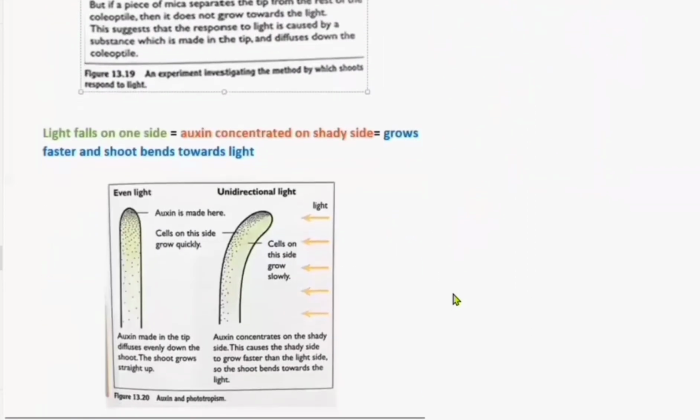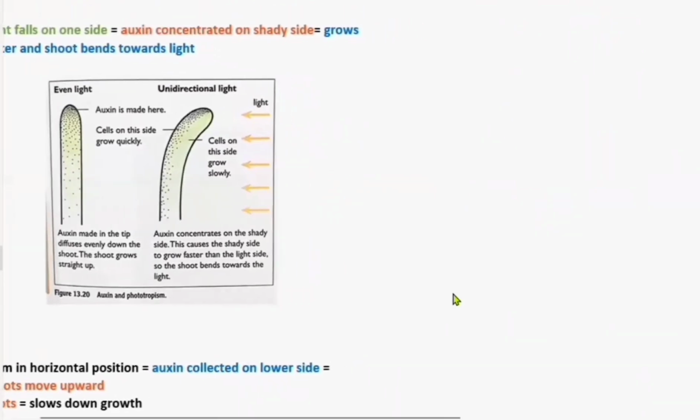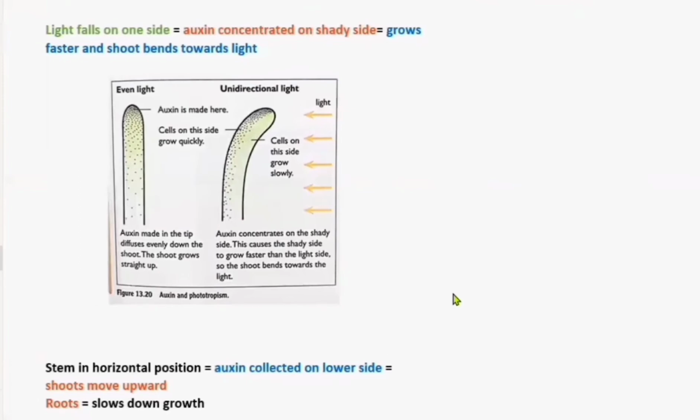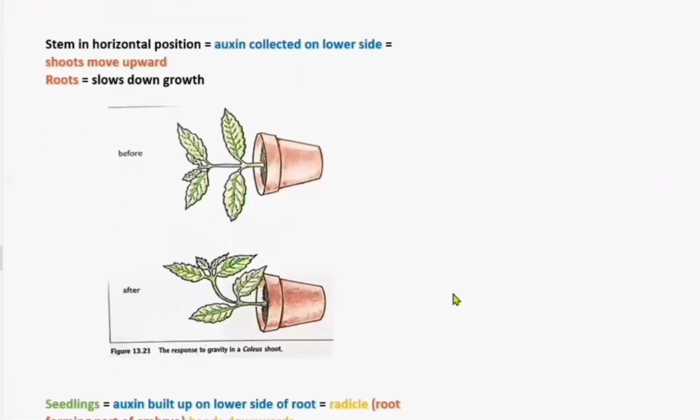This helps in bending, and here you can also see that auxin is concentrated on the shady side, and it is helping in bending of the shoot towards light. This phenomenon helps in photosynthesis, or capturing the solar light. Then what happens in horizontal position? We talked about when the stem is upward or straight. When the stem is in horizontal position, the auxin is always collected on the lower side.